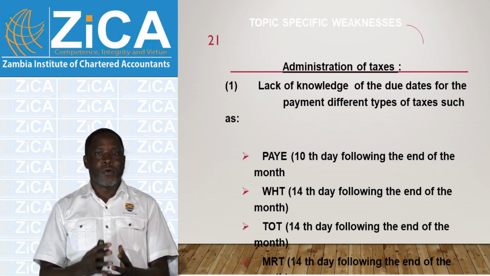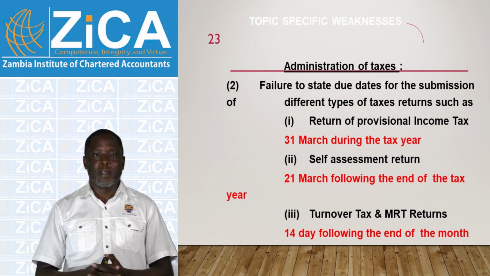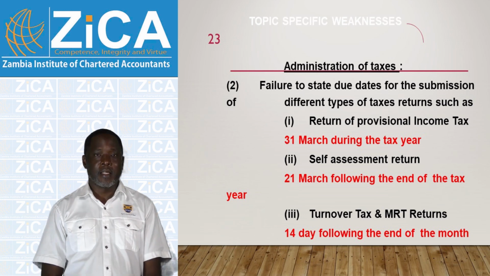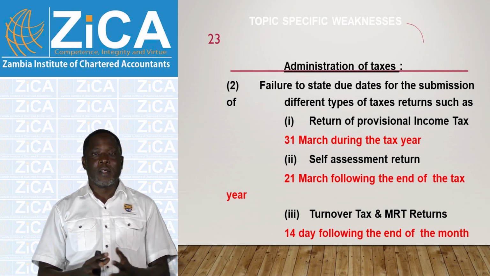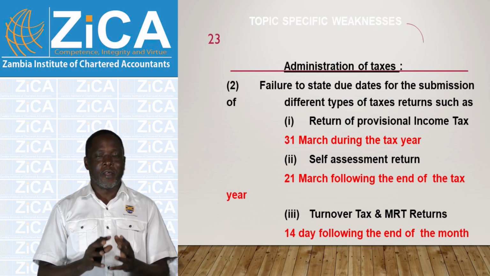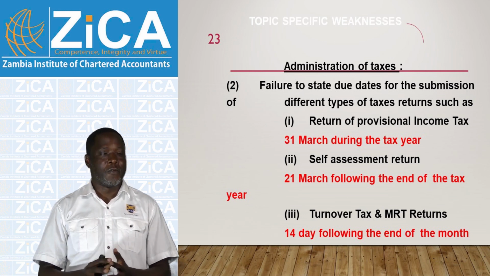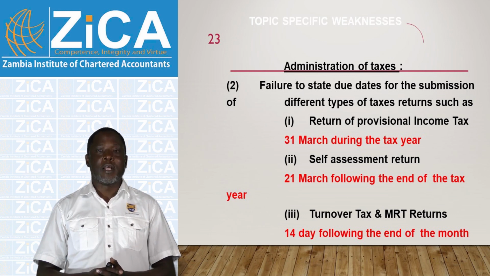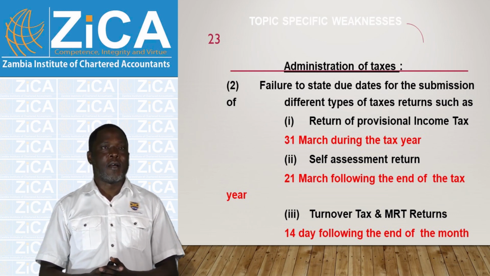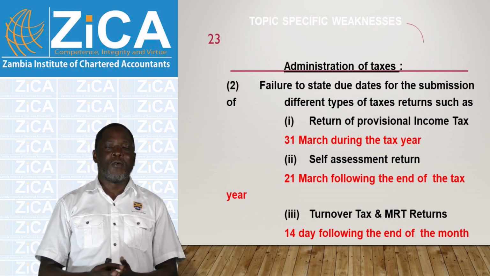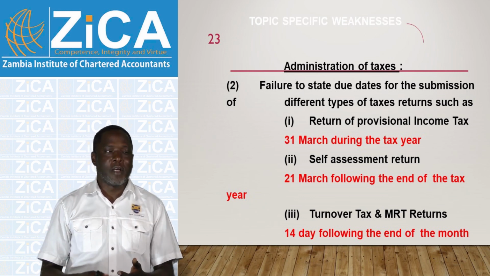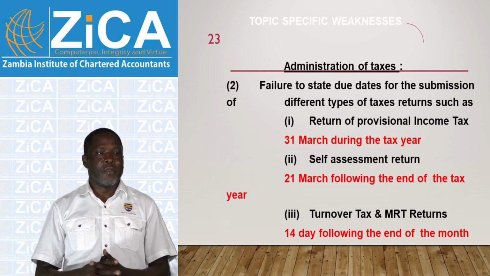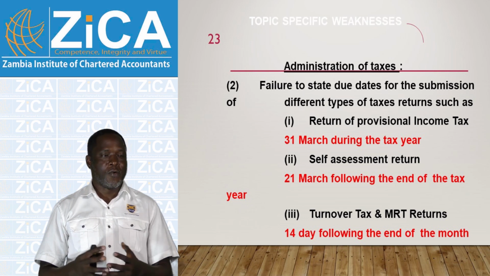Then you also need to know how the self-assessment system operates. You score easy marks in an exam by simply being able to identify the correct due date for the payment of tax under the provisional income tax system. You know that the quarterly installment payments for provisional income tax are due on the 10th day following the end of each quarter.